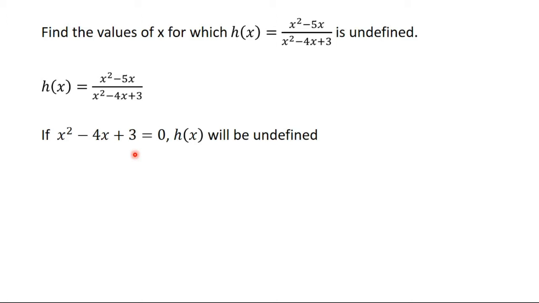It's the same thing. When the question tells you to find the zero of the function, it's the same as finding the number or the value that will make the function undefined. So here we are being told to find values of x that will make this function undefined. So we equate the denominator to 0. So we solve s squared minus 4s plus 3 is equal to 0.